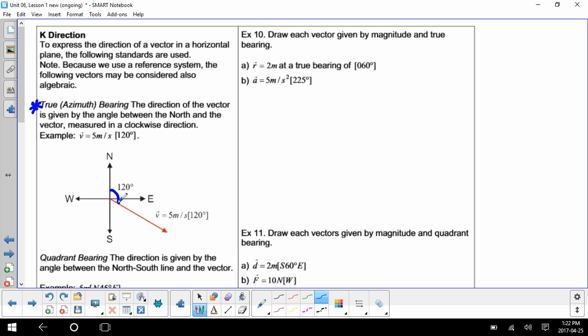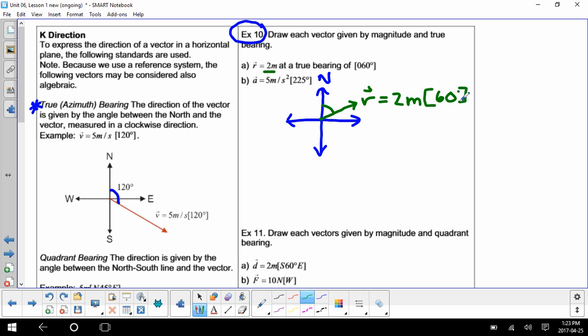So if we are going to do these two examples where we draw each vector given by its magnitude and true bearing, we'll start with part A, where we're going to draw vector r, which is 2 meters at a true bearing of 60 degrees. So we will draw in our north and south, east and west lines. And if we want a bearing at 60 degrees, we will come down 60 degrees, and then because the magnitude is 2, we will draw a line that is 2 centimeters long. So this is vector r, and vector r is equal to 2 meters with its bearing provided.